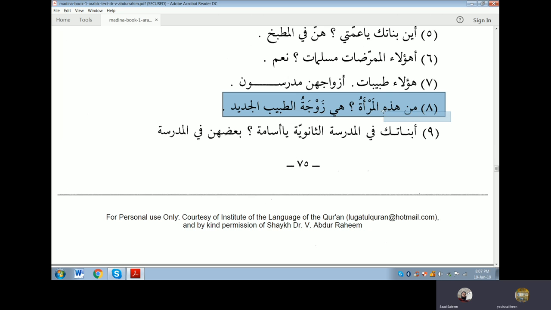Man has a he muratu. He has zaujatu tabi. Join ta with lam. He has zaujatu tabibatul jadidi. Tabibul jadidi. Okay. Man hal maratu. He has zaujatul tabibil jadidi. Tabibil jadidi. Jadidi?